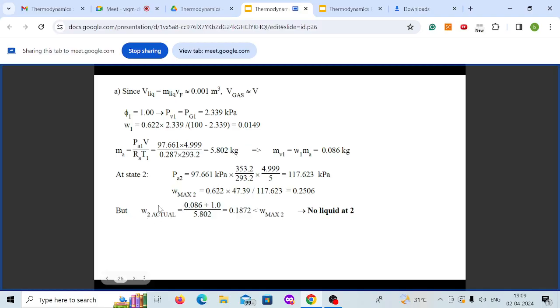So your actual water vapor at state 2 is the initial water vapor which was present, 0.086, plus 1 kg which you are adding, divided by the mass of dry air which is present, 5.802. This gives you your W2 actual as 0.1872. Now this being less than 0.2506 says that you can take even more amount of water. So there will be no liquid present at state 2.